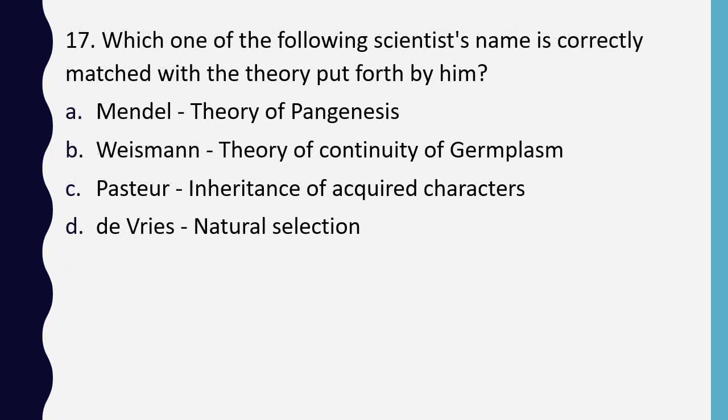Question number 17. Which one of the following scientists' name is correctly matched with the theory put forth by him? Mendel, theory of pangenesis. Weismann, theory of continuity of germplasm. Pasteur, inheritance of acquired traits. De Vries, natural selection theory. Correct answer is option B. Weismann gave the theory of continuity of germplasm.